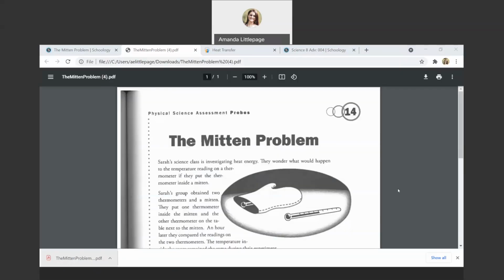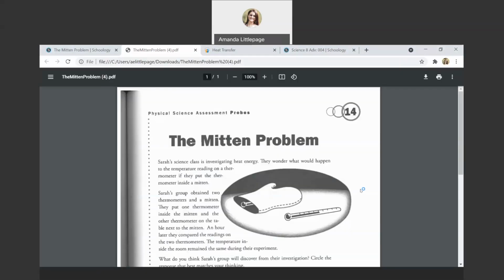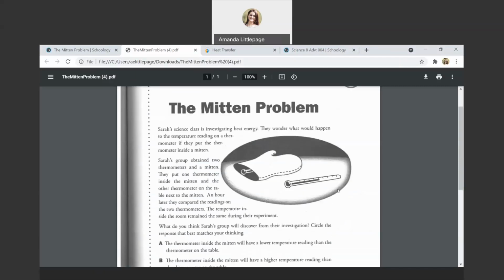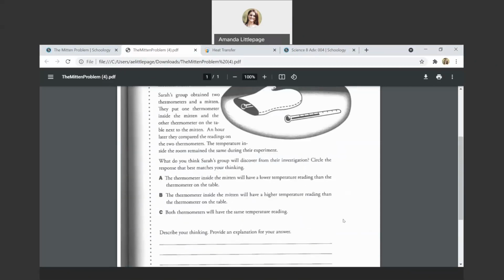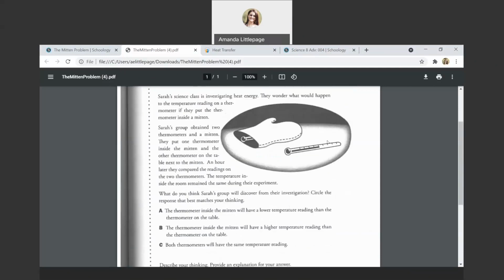All right, so everyone should see this now. So here's the mitten problem. They basically left a thermometer out, one on the table, one in a mitten. An hour later, they compared the readings of the two thermometers. What should you have observed? Well, you should have observed C, that both thermometers will have the same temperature reading. The reason is that both of them were left out and exposed to normal room temperature, so this one would be the same temperature as the air in the room, and so would the one in the mitten.